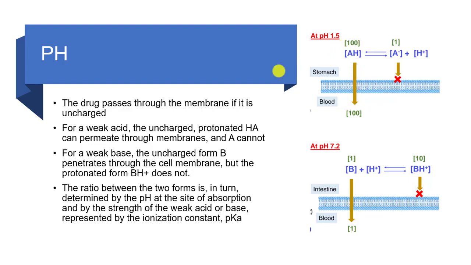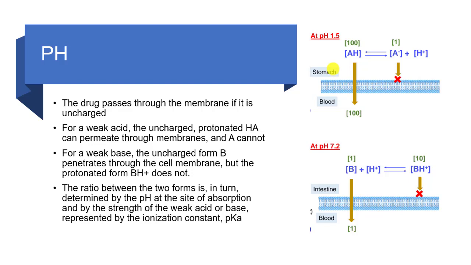When we talk about the pH and how it affects the absorption of drug, if we look at this diagram on the right side of the slide, we can see that at pH 1.5, the drug is being dissociated into two ions. Number one, we have a negative ion and then we have a positive ion. But the negative ion cannot be absorbed into the stomach lining, because the stomach lining does not allow negatively charged ions to get inside the cell.